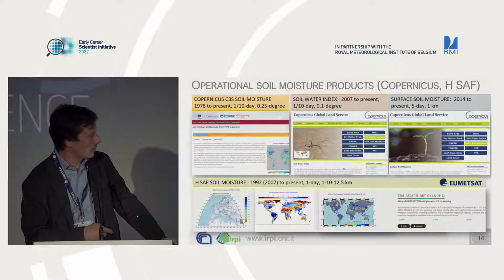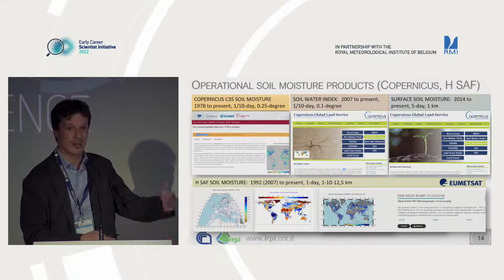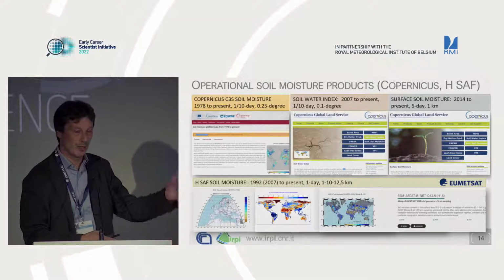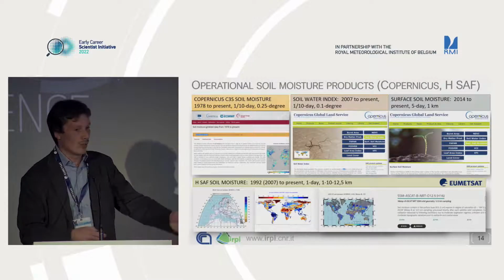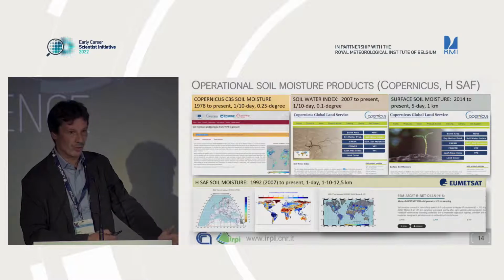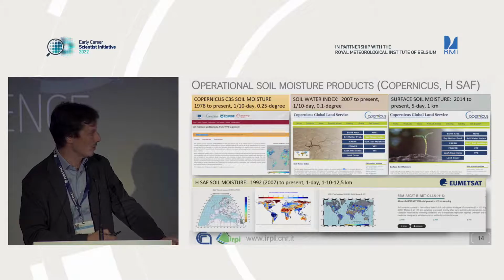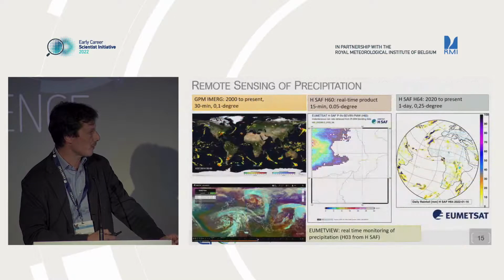Another kind of products we have is under the H SAF project from EUMETSAT, and again here we have different kinds of products. All of them are operationally available in real time, long term. For instance, we have a good soil moisture product from 1992 to now, so you can study climate. So we have a lot of options. Of course, depending on your application, you can select the ones that you prefer.